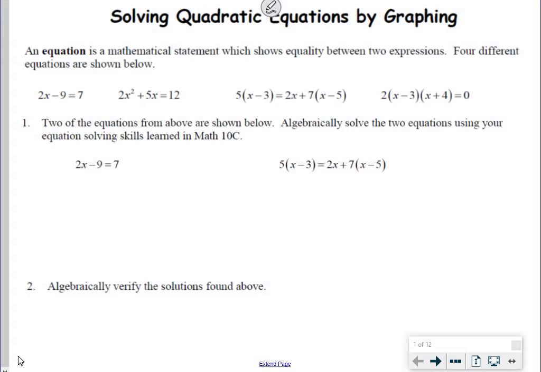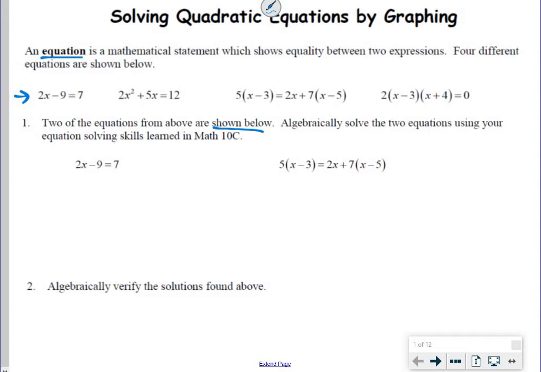Hello everyone. Today we're going to be solving quadratic equations by graphing. So to start, an equation is a mathematical statement which shows equality between two expressions. We have four different equations here. Two of the equations from above are shown below. Algebraically solve the two equations using your equation solving skills learned in Math 10C.